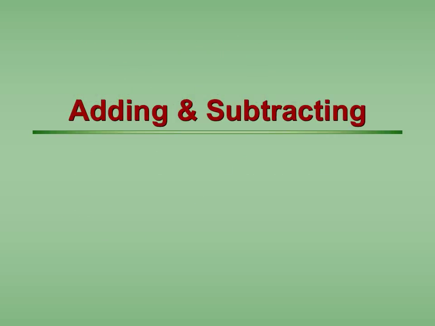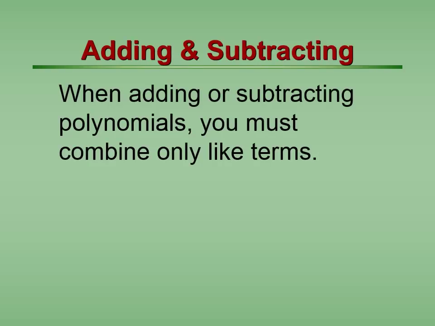All right, let's move on to adding and subtracting polynomials. So very important to remember is that all we have to do is combine like terms. That's all we're doing. When we're adding and subtracting polynomials, we are combining like terms. So remember, like terms are things that have the same variables, and those variables also have to have the same exponents in order to be combined.